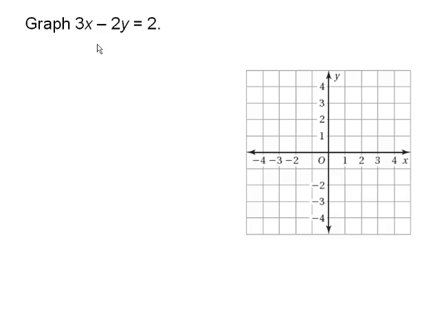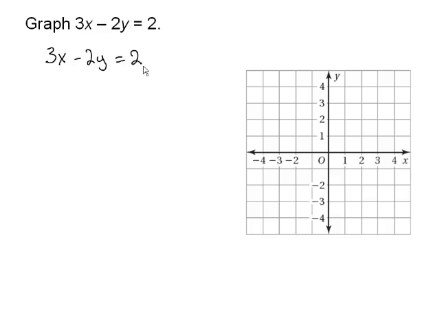Graph 3x minus 2y equals 2. This equation is in standard form. To graph it, we first need to write it in slope-intercept form. Let's rewrite the equation. 3x minus 2y equals 2.